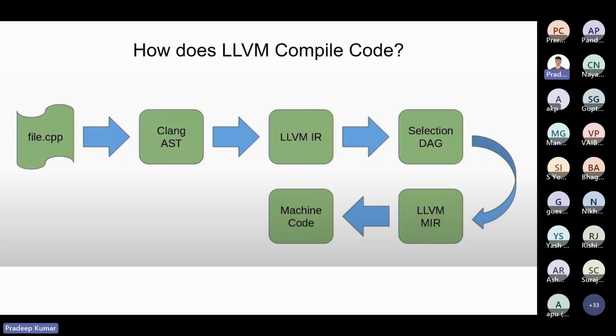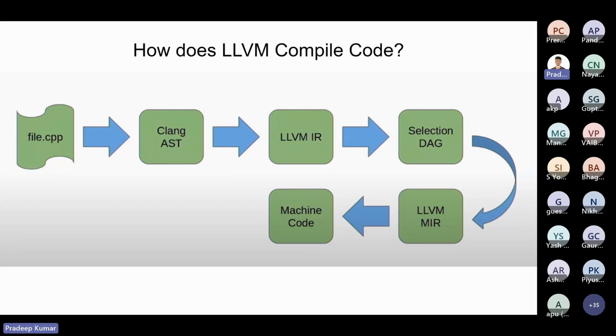Once you have a selection DAG, you then lower to machine IR. Machine IR is not machine code, but it's a higher-level abstraction of the machine code. For example, let's take x86, you have registers. The machine IR still has a concept of a virtual register, which is not an actual register used in the hardware. And you also do some machine-specific optimizations here.